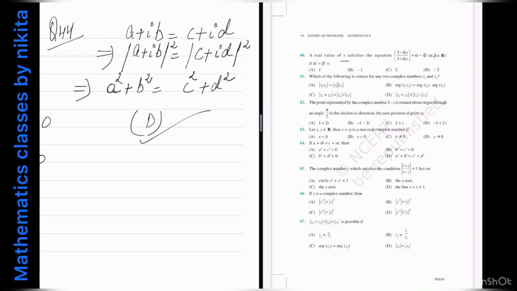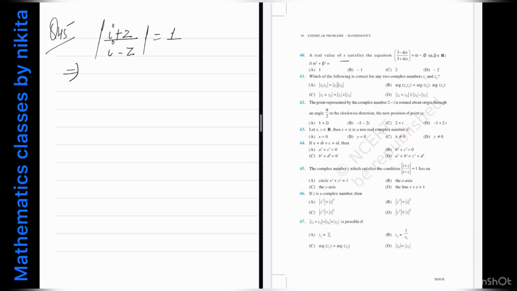Let's see the next question. The complex number z which satisfies the condition mod of iota plus z divided by iota minus z equal to 1 lies on. Question number 45. So you have to find the equation such that this complex number z satisfying this condition lies on. So this is equal to 1.